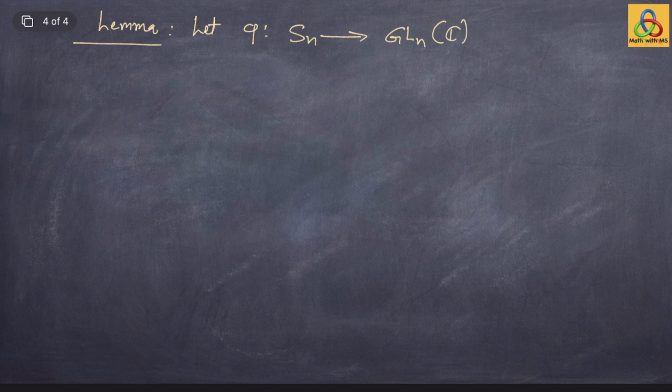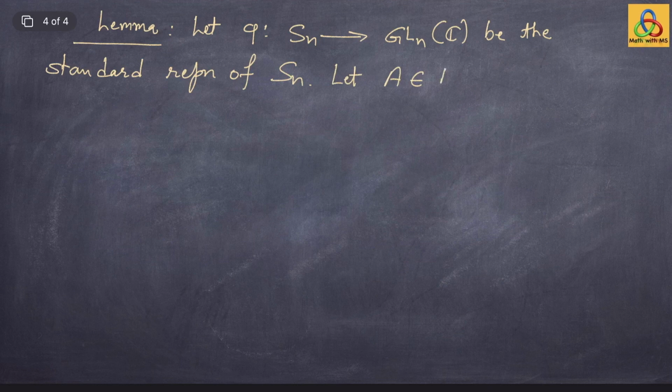That's all. Now to prove our main theorem, we need this basic observation about the product of a matrix with a permutation matrix. Let us call it a lemma. You would have probably seen this. Let phi from the symmetric group S_n to GL_n(C) be the standard representation of the symmetric group S_n. That is, each permutation in S_n is mapped to the corresponding permutation matrix. And let A belong to M_n(C), a fixed matrix.